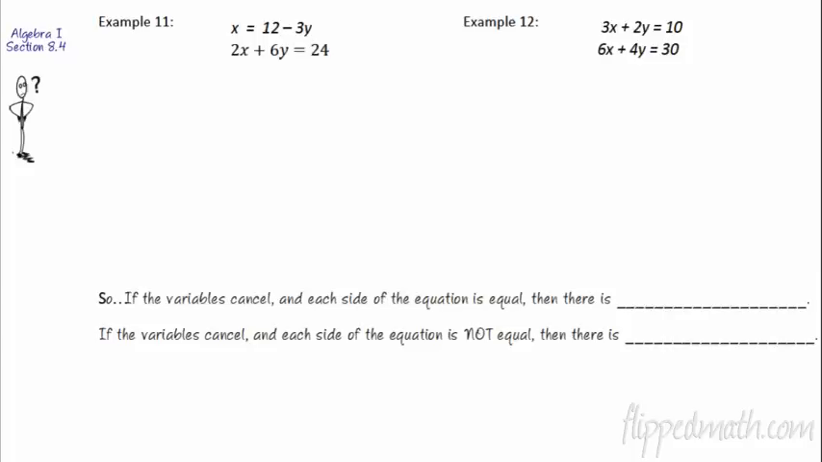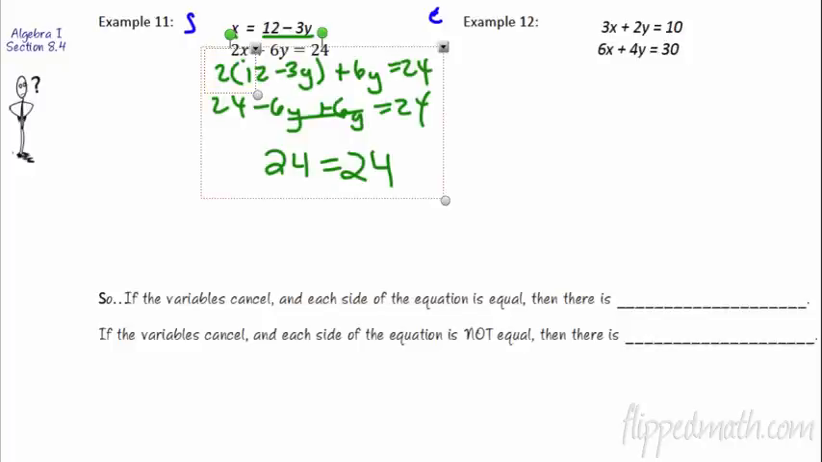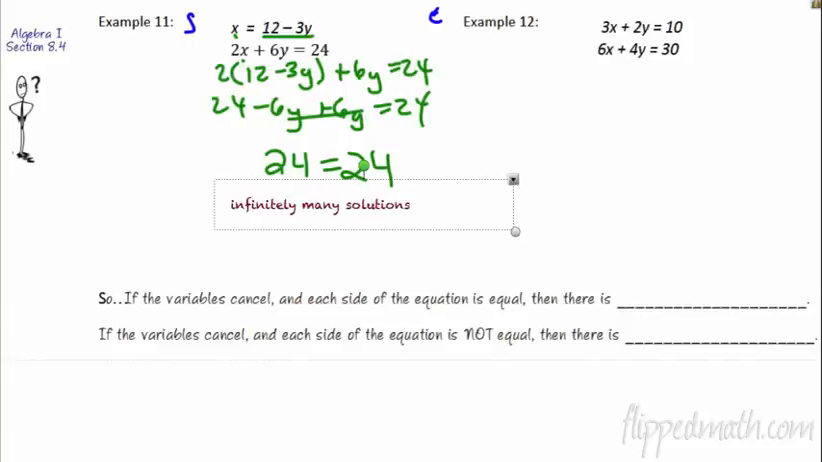Okay, so for number 11, that's obviously substitution. It's 2 times, what do we get? We have x equals 12 minus 3y, so you plug that in. Let's get rid of those lines right there. We get 12 minus 3y plus 6y equals 24. When you solve it, all the variables go away. You get 24 equals 24. Huh? Remember this? This is called infinitely many solutions.